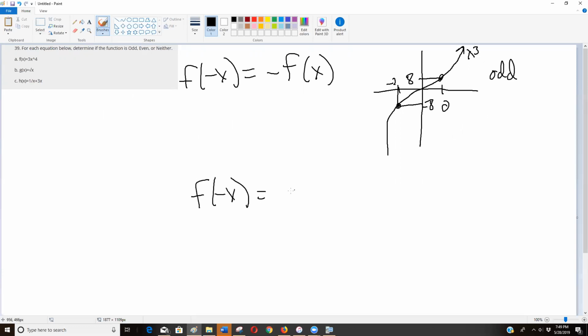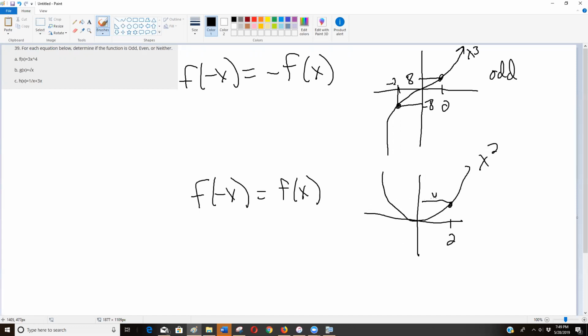And so then what about an even function? Well, if I drop in negative x, nothing changes. Everything stays the same. My output is the same for both. So like x squared, notice the exponent is an even number, so that tells me it's an even function. If I drop in positive 2, I get 4. If I drop in negative 2, I also get 4. So yeah, it's definitely an even function.